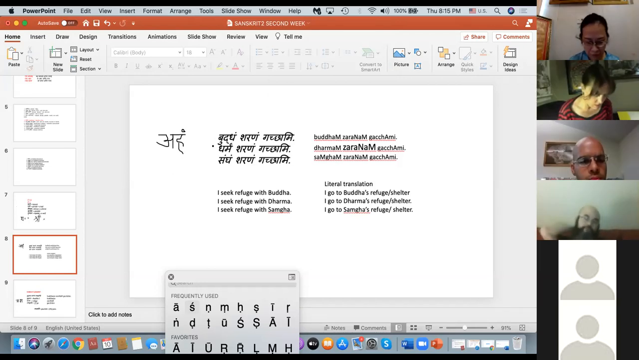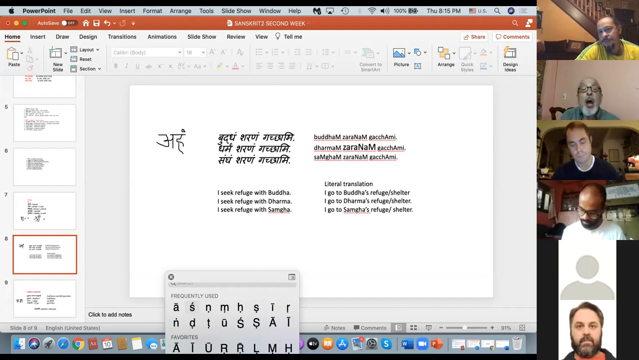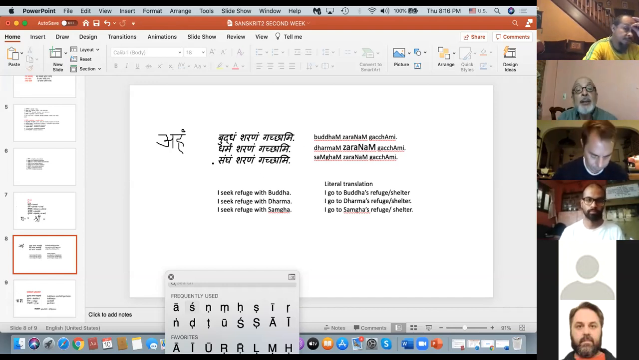Aham Buddham Saranam Gacchami. It is supposed to be Aham Buddham Saranam Gacchami. But in Sanskrit, you can do without Aham, because Gacchami itself is strong enough to tell that this is Aham. Same way, Dharmam Sharanam Gacchami means Aham Dharmam Sharanam Gacchami, and Sangham Sharanam Gacchami, or Aham Sangham Sharanam Gacchami.